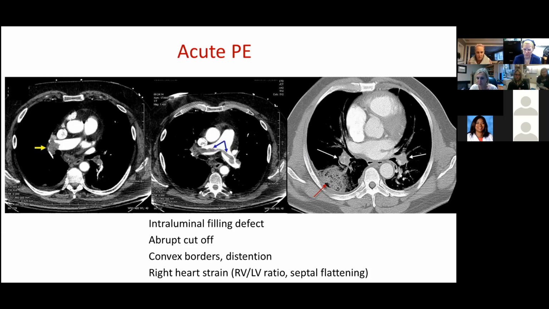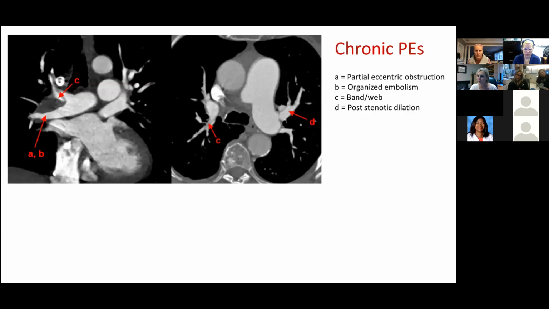It's not on the walls of the vessels. And you don't really see any blood flowing through the clot. That's something that happens with chronic clots when you get these new lumens. You can see right heart strain if it's an acute clot, and that can be helpful. And sometimes, if the blood doesn't flow through the acute PE, you can actually see an infarct in the parenchyma. So what about chronic clots?